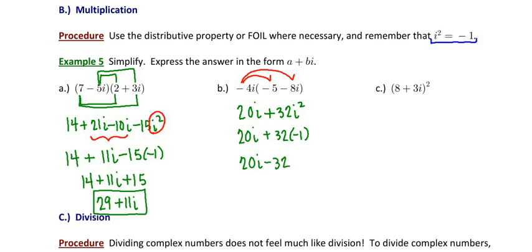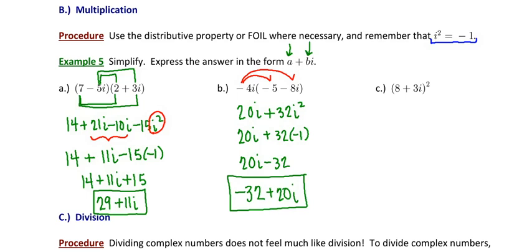That's pretty good, but it's technically not in the right form. Remember, in standard form, the real part must precede the imaginary part. So I'm just going to transpose these two terms, keeping their signs: negative 32 plus 20i. And remember, you can certainly check that with your calculator. Let's try our next example.